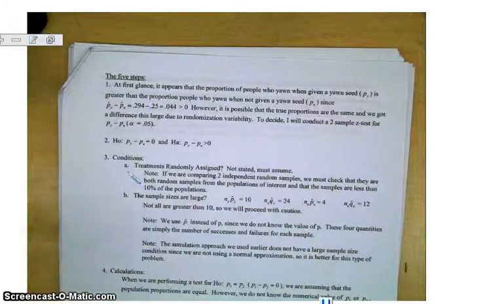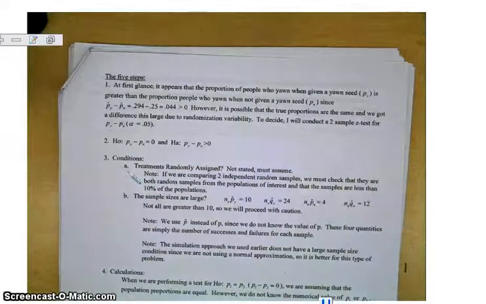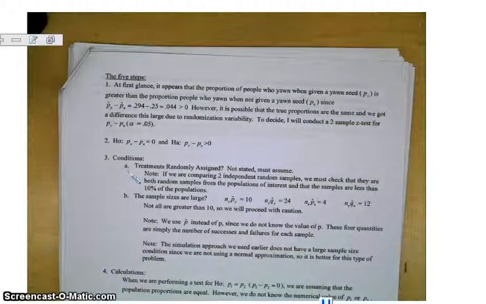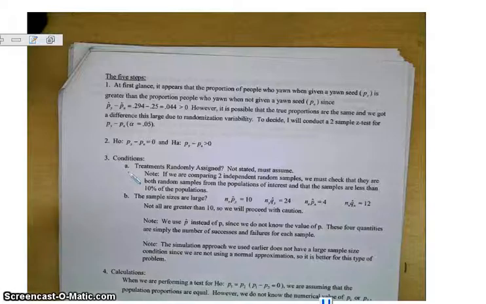Why is it randomization variability and not sampling variability? It's an experiment. They designated the treatments that people would get.